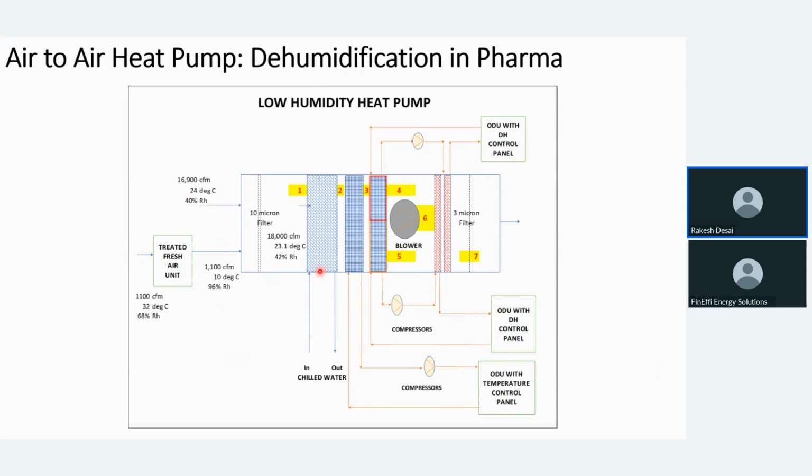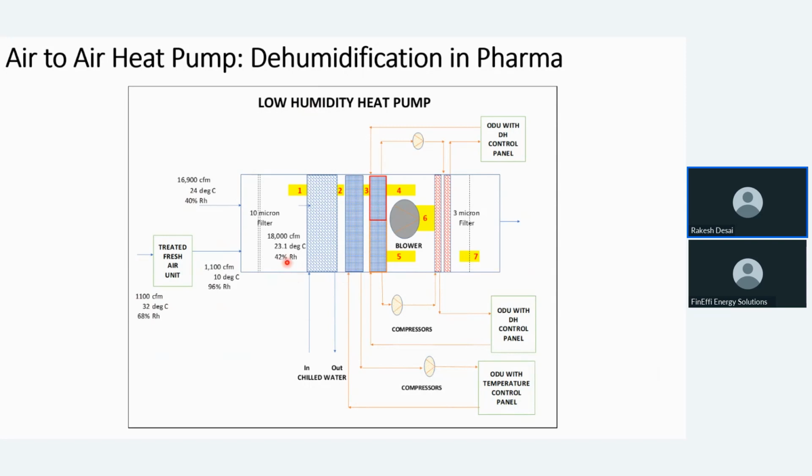The system has two steps of dehumidification and one step of pre-cooling. The chilled water coil is primarily used for pre-cooling. Then we have a DX coil, which is used for the first step of dehumidification. And then we have two sets of split coils, I would rather say, where further dehumidification takes place.